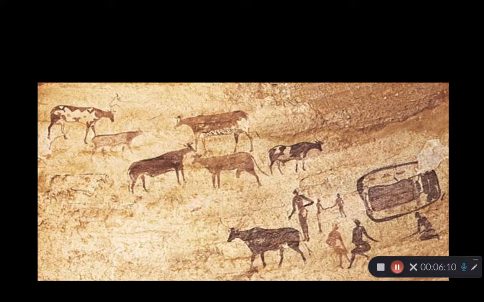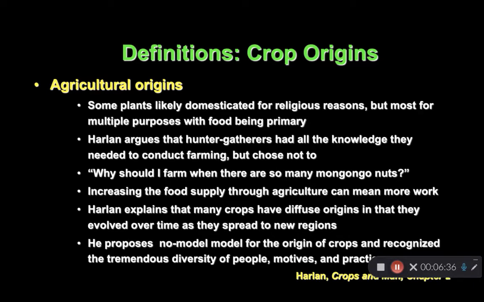I think humans have been looking at this for even before agriculture started, more than 10,000 years ago. We find cave paintings of animals. Clearly, people thought about domesticating plants and animals, and this process of identifying animals and then bringing them into cultivation where humans lived really represents the act of domestication. Some plants were very likely domesticated for religious reasons, for building materials, for medicines, but probably most of them had multiple purposes for their domestication. They were used for many things, but food was probably the most primary in many cases.